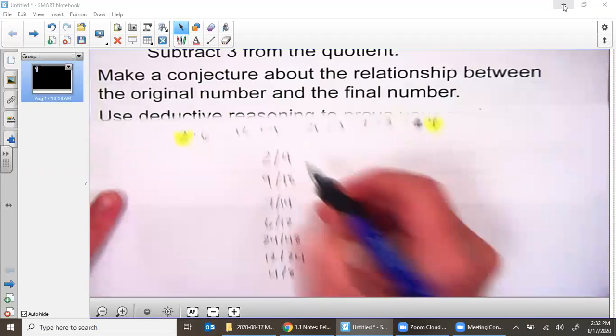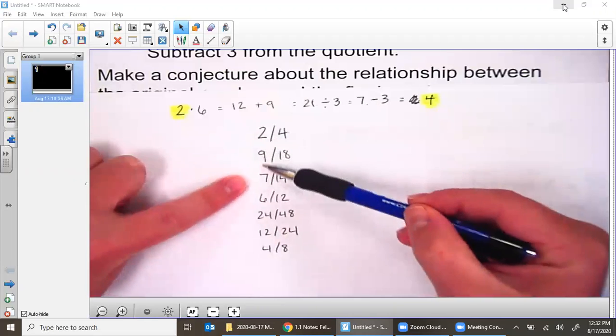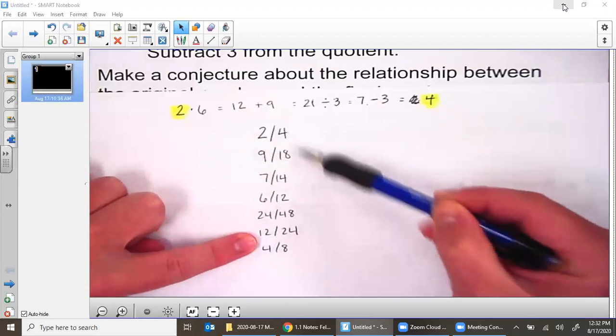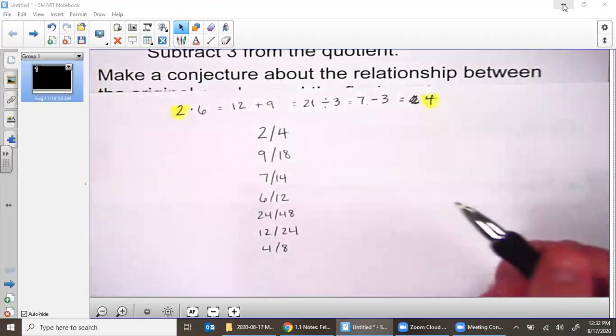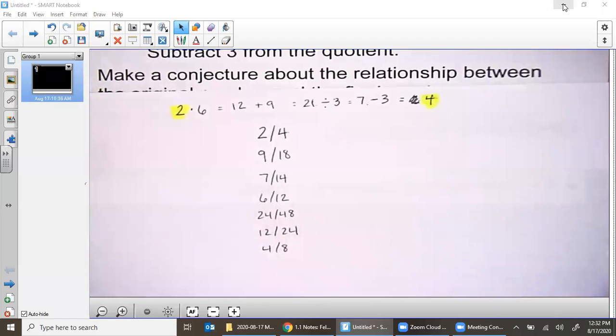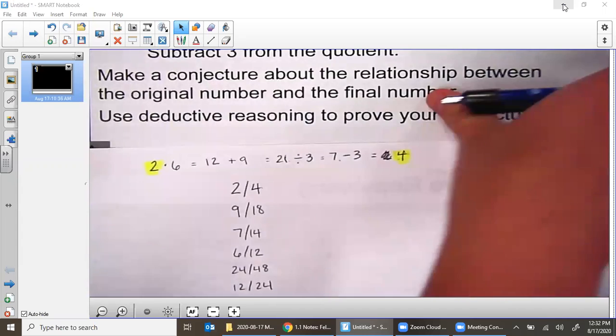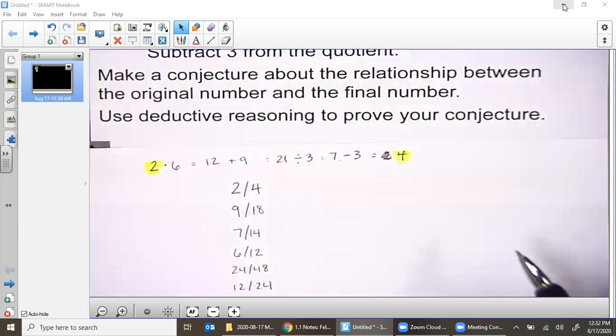Okay, but you guys can see that it didn't matter which number you picked. It worked every single time. That's why I wanted you guys all to choose your own numbers. So that would be an example of deductive reasoning.